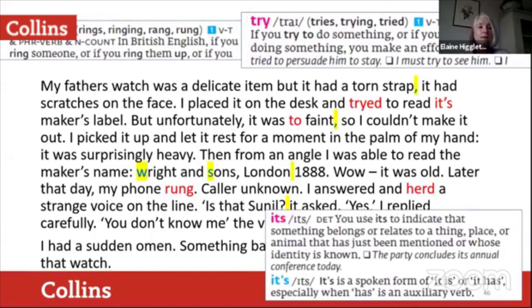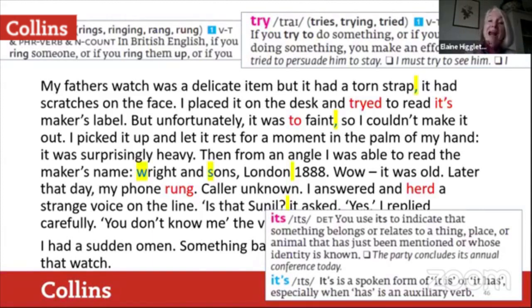Punctuation errors, past tense form. Usage. The past tense is wrong. Yes. So what we've got here, rung, is the past participle. And it should be rang, past tense. Have a look. Everything else is in the past tense. The phone rang. My phone rang.